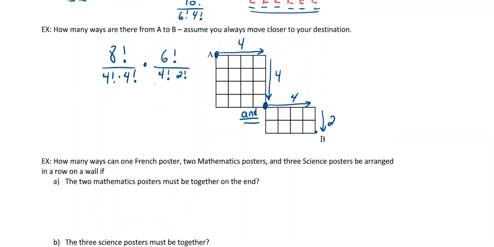Oh, I never gave you the answer. Okay, so then the answer here would end up being 70 for the first way times 15 for the second way, which is equal to 1,050.